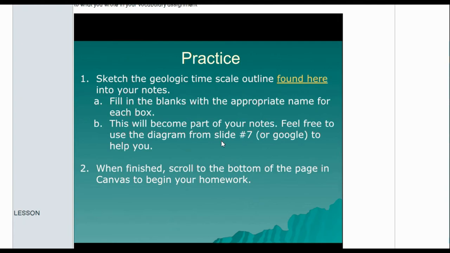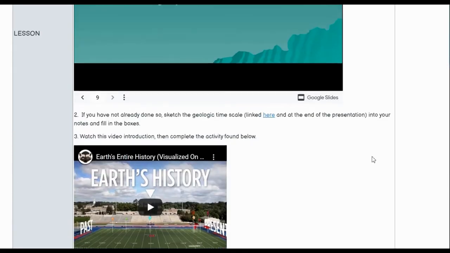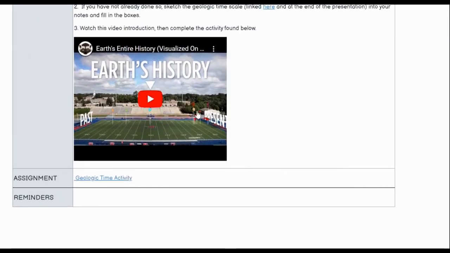This last image here, or this last slide here, is that blank copy of the geologic time scale. Again, you don't need to do this one if you already did the geologic time scale. I think it's actually slide 5. But if you already copied that, you don't need to do the blank one.